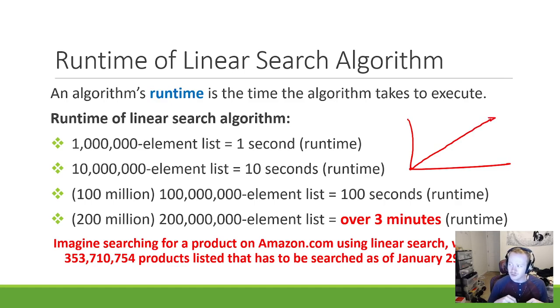But because it's a straight line, once we get to giant numbers like 200 million or 353 million, it's going to take so long to finish, and that's not realistic. If you were on Amazon looking for products, if you were on Google looking for whatever you all Google nowadays, if something takes 5 minutes to run, I don't care about that subject. I'm not looking anymore.